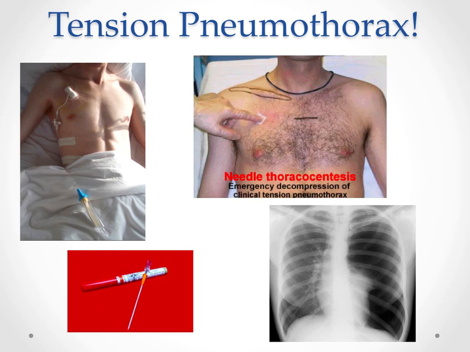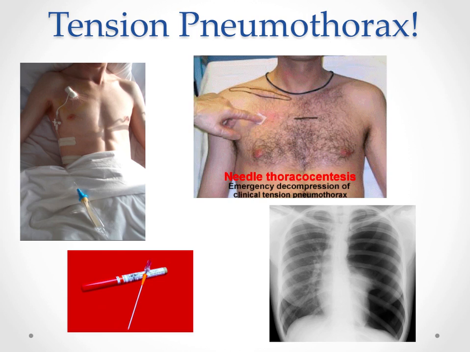On the top right, we can see the surface anatomy markings for what we call needle thoracocentesis, which is the emergency treatment for a tension pneumothorax. So this patient on the top right has a right-sided tension pneumothorax and is about to have a needle thoracocentesis at the mid-clavicular line, second intercostal space. Once you've palpated the mid-clavicular point, you go down to the second intercostal space.